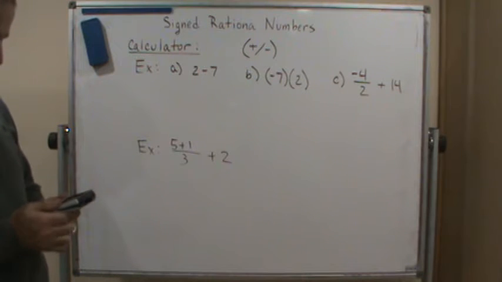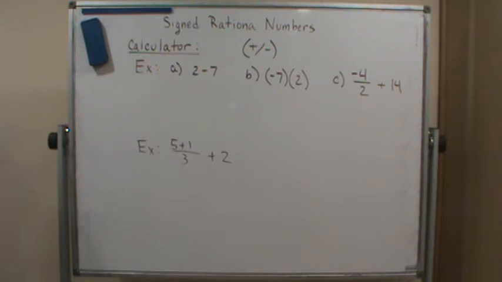Okay, so let's do some examples. Let me see if there's anything else that I should say. Oh, also, some calculators interpret parentheses that don't have an operational symbol before it as multiplication. Some calculators don't, okay? So just be careful.